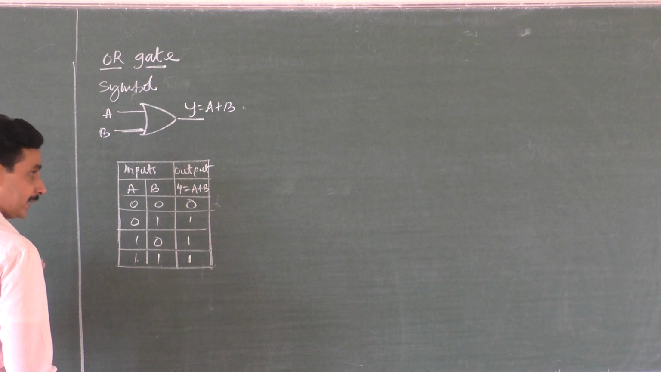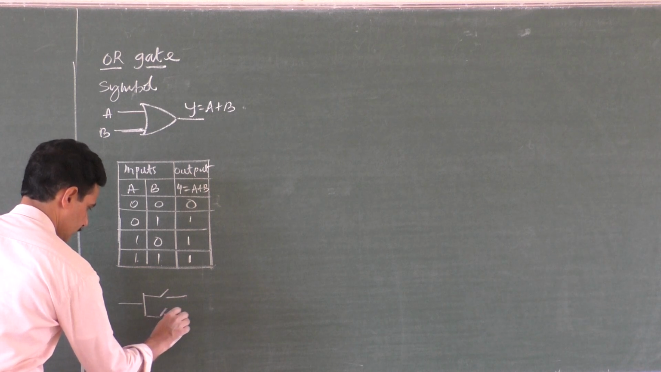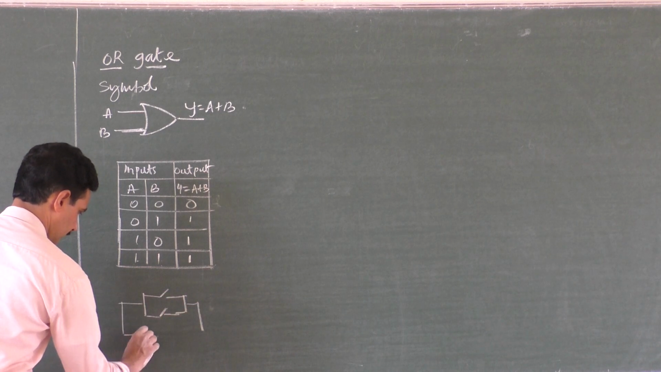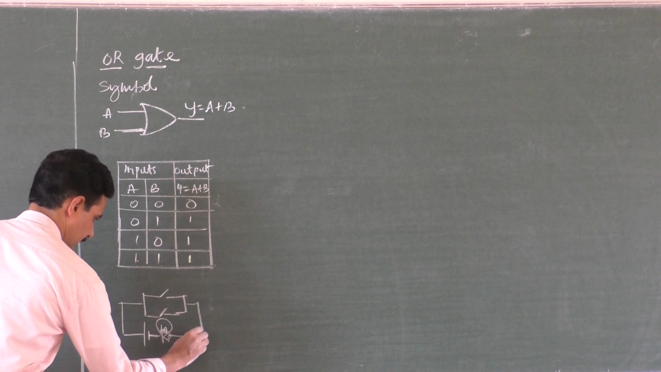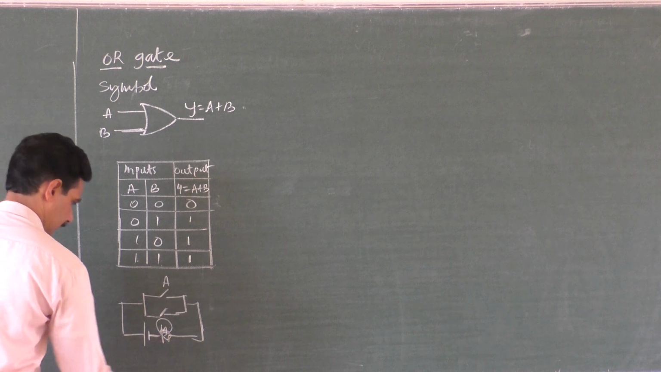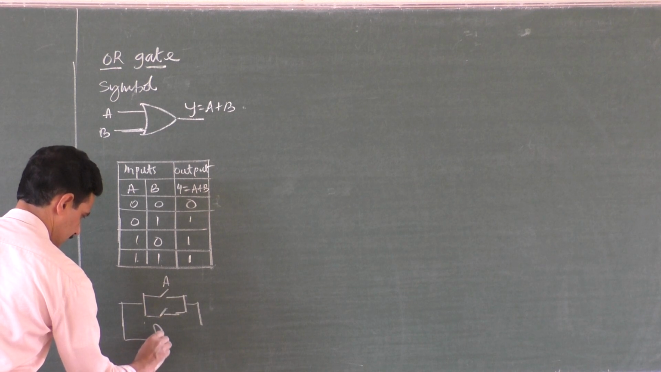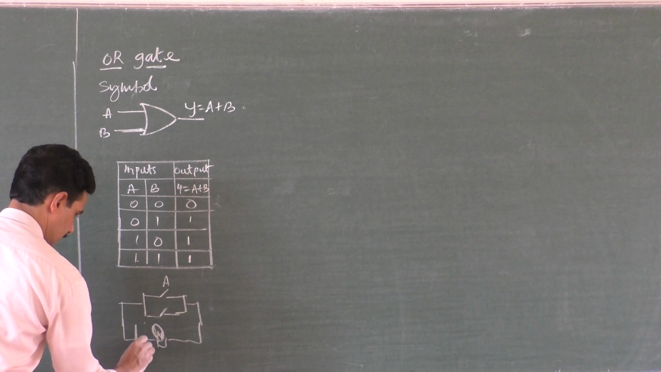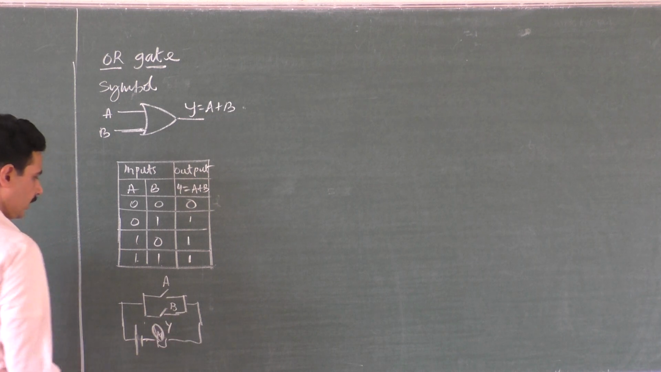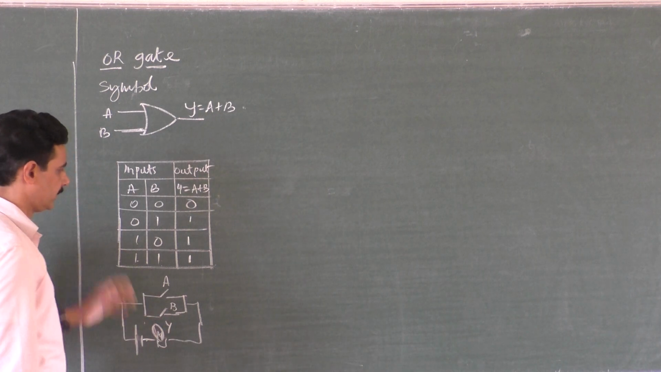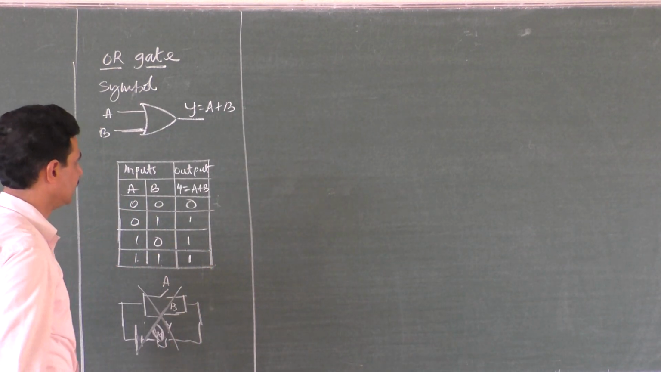And how do you remember it using a circuit? You have two switches in parallel, and then a bulb and a battery. The bulb will glow only if either A or B or both switches are on. Yes, this is the bulb, and here should be a battery. But don't write this at all in the exam.